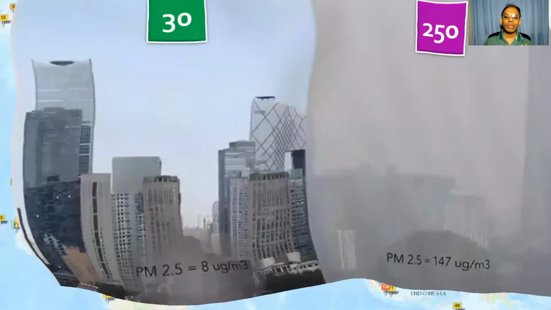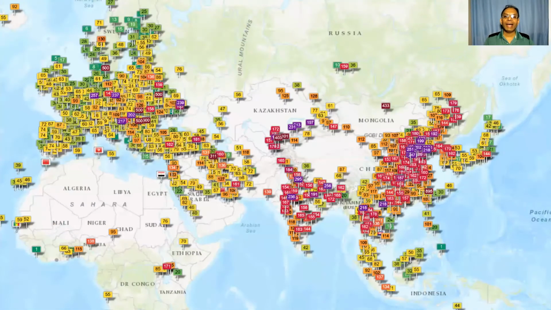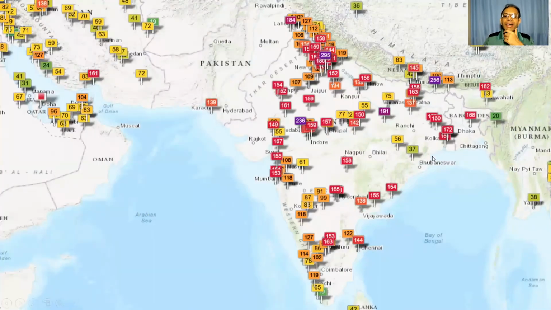Now, just to tell you how things look in the world, this is one day I just took the picture. You see on the left top is Europe, pretty clean, green. India and China are red and maroon and bad air. And this is India. You can see it's not just a problem in North India.